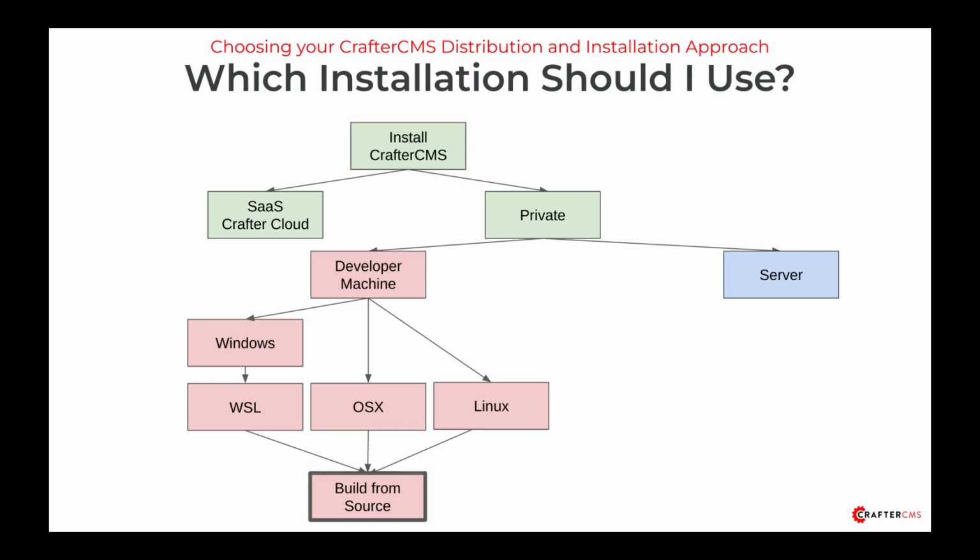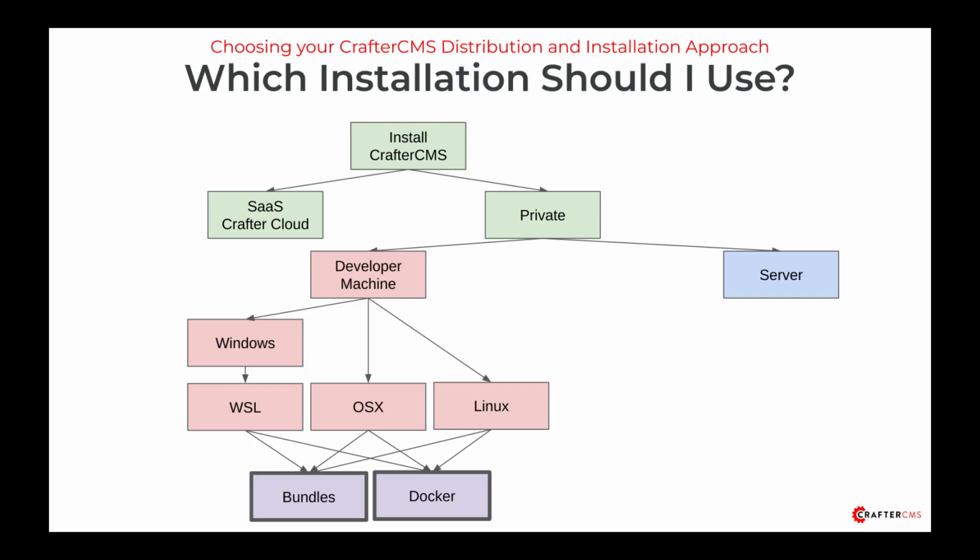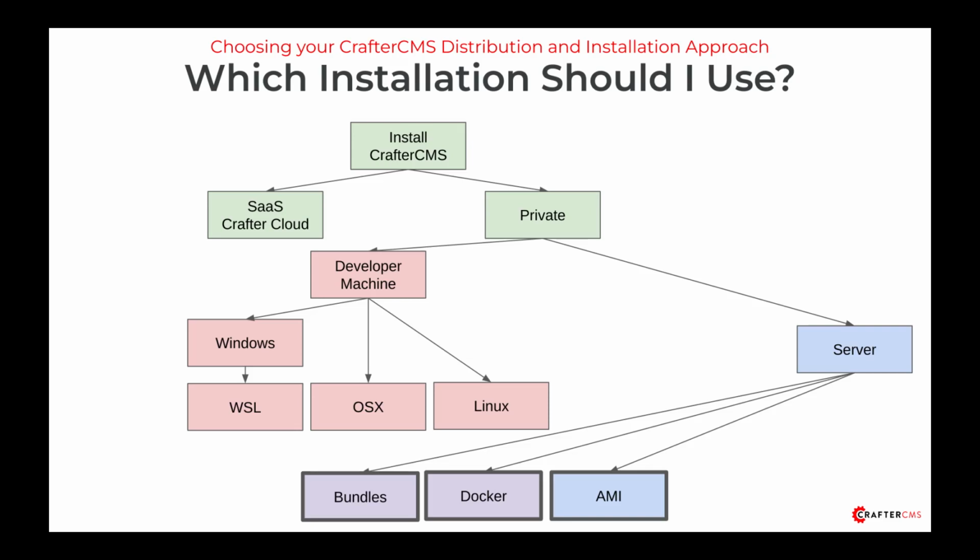For everybody else, you're either going to install CrafterCMS bundles, which are zip files that contain the binaries for Tomcat and the other components that run CrafterCMS, and don't make any assumptions about where and how the software is installed, or you're going to install our Docker containers either directly or into your Kubernetes environment. Now, if you are installing from a server, then you have some additional options. So a server, again, you would either install a Docker or a bundle, and if you are in AWS, you can install an AMI or AMI.